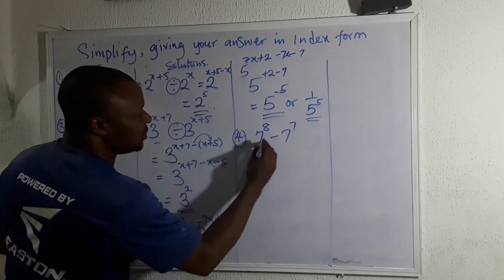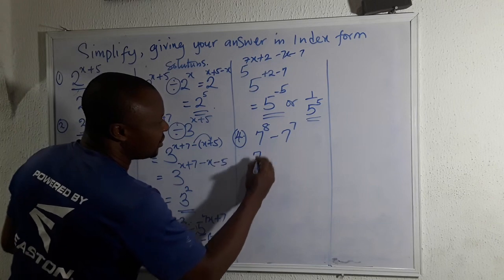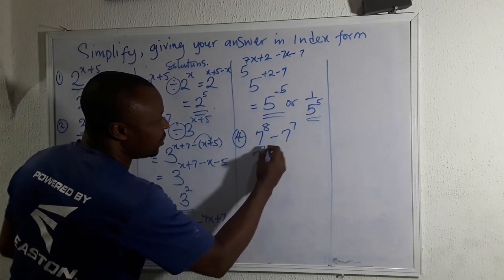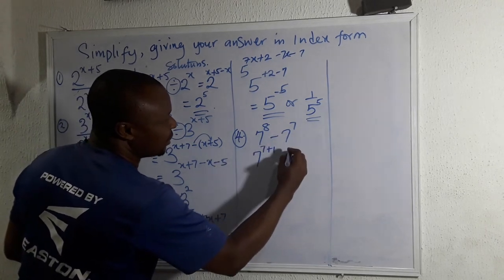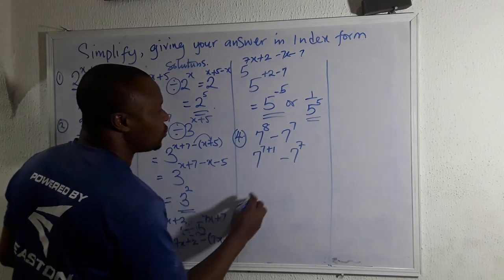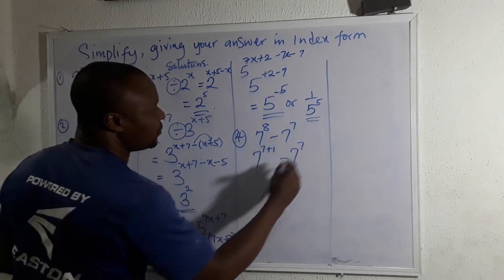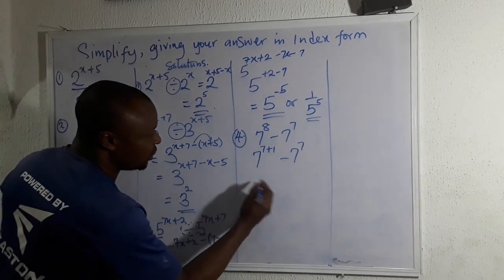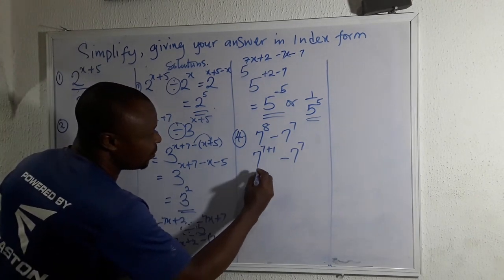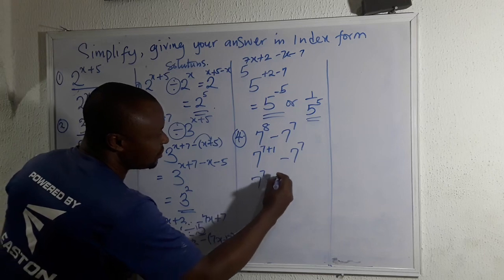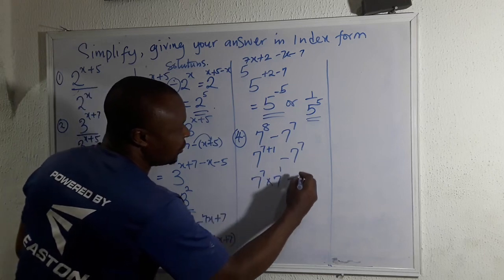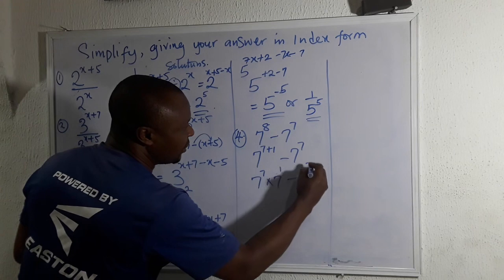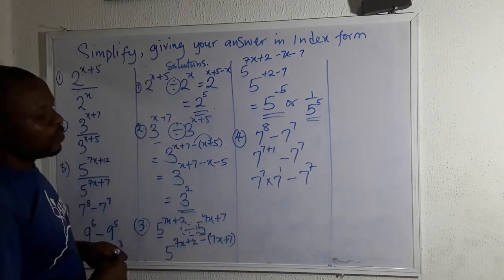So this 7 raised to power 8 is the same as 7 raised to power 7 plus 1, minus this part, which is 7 raised to power 7. So that will give us, now this part we can rewrite it, using the law of indices, as 7 raised to power 7 times 7 raised to power 1 minus 7 raised to power 7. So what do we do next?